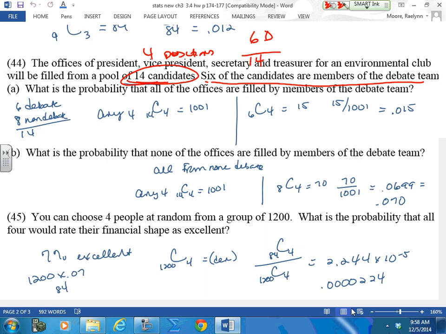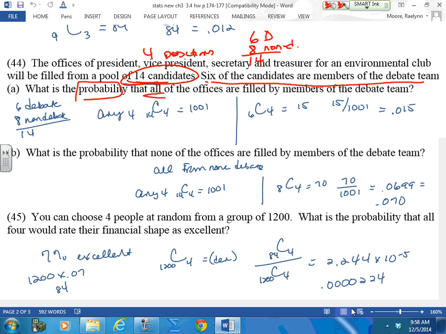Well, they didn't tell me anything else about those members. So either they're debate or they're not debate. I'm just going to say non-debate. Start like that so that you know what your makeup is of your group. What is the probability that all of the offices are filled by members of the debate team? Did they say they needed them to be in a special order? Did they say, like, what order can I put a president, a secretary, a treasurer of the debate team in?